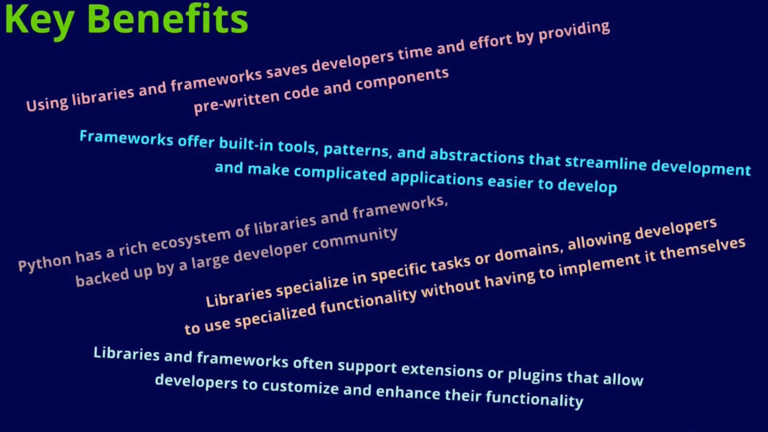Using libraries and frameworks saves developers time and effort by providing pre-written code and components. Frameworks offer built-in tools, patterns, and abstractions that streamline development and make complicated applications easier to develop. Python has a rich ecosystem of libraries and frameworks, backed up by a large developer community. As a result, you can leverage existing solutions, get support, and contribute to open-source projects. Libraries specialize in specific tasks or domains, allowing developers to use specialized functionality without having to implement it themselves. Libraries and frameworks offer support for extensions or plugins that allow developers to customize and enhance their functionality.